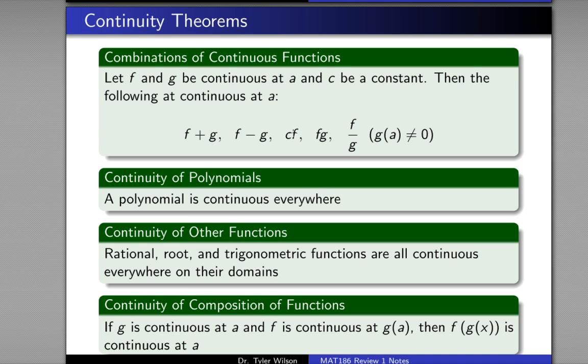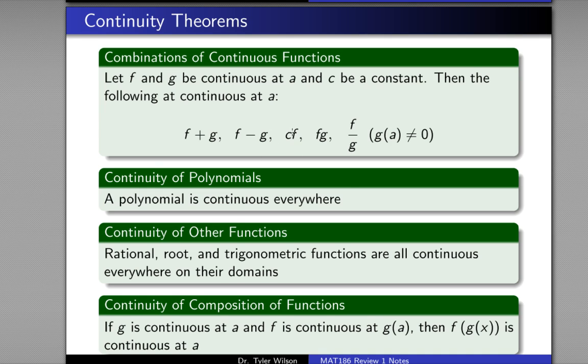If you take that constant and multiply it by f, that's also continuous at a. If you multiply the two functions together, sine x times cos x, that's also continuous at a. If you divide the functions, that's also continuous at a, provided the bottom function at a is not 0, because you don't want to run into that situation.